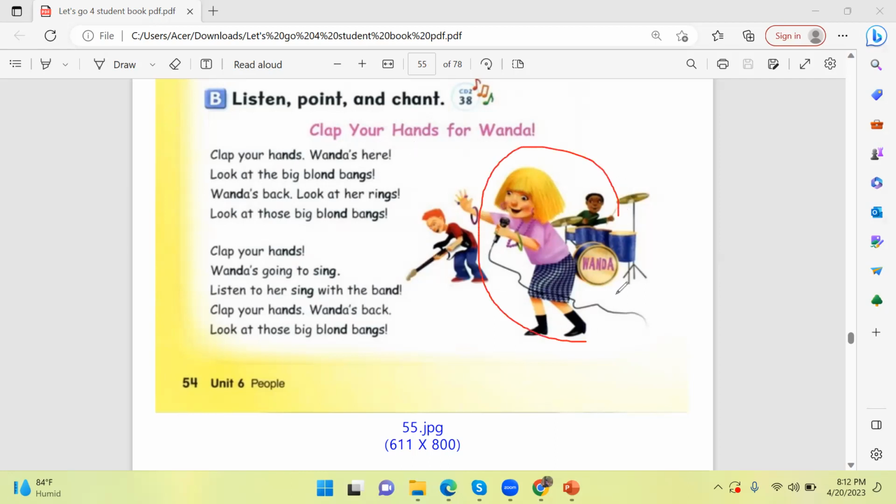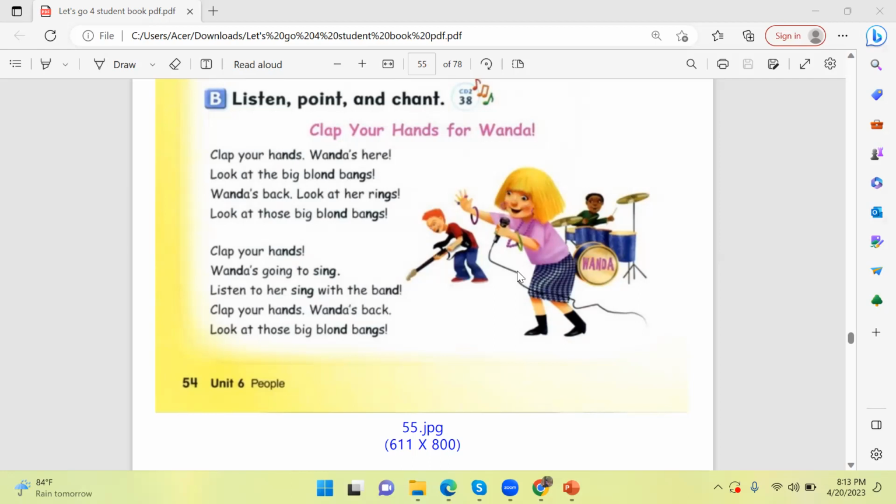Okay, so in this picture, who's this? What is the name of this girl? Wanda. It's Wanda. Very good. And Wanda has, what is the color of her hair? It's yellow. It's yellow or blonde. Okay. Blonde. Very good. And Wanda is also wearing, what is this? Rings. Very good. Wanda is wearing rings. And then, can you describe her hair except for the color? What is the style? Okay, she has big blonde bangs. So this side is the bangs. Okay, the style of her hair. Do you understand? Yes.